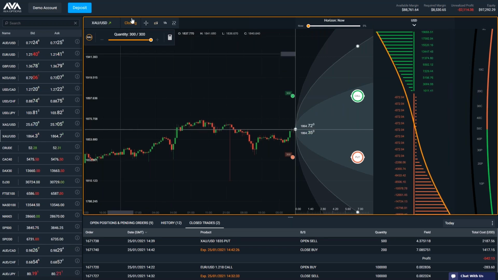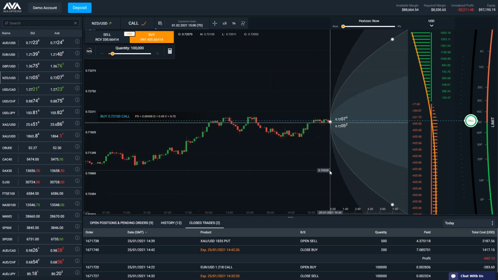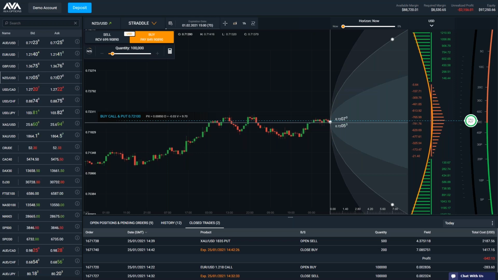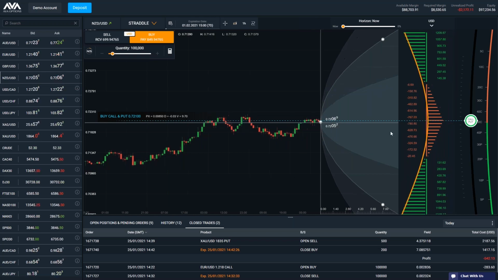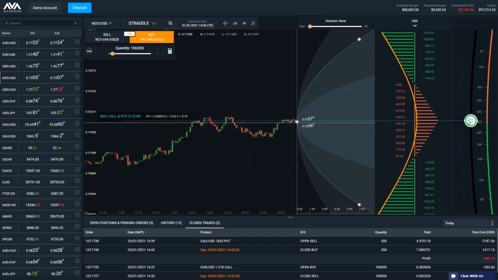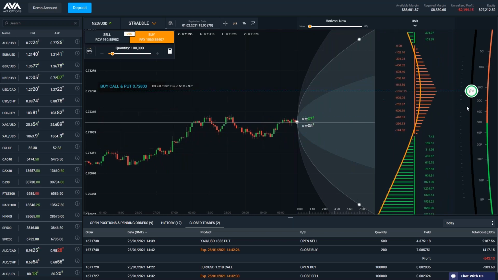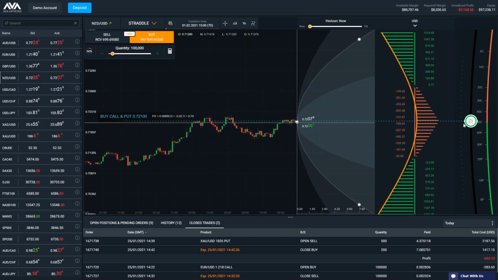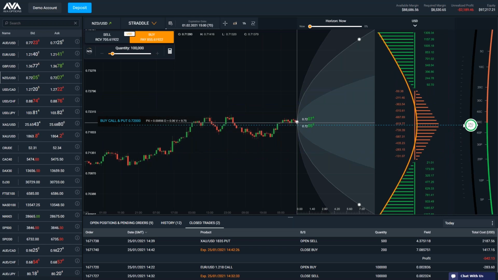What's a straddle? Okay, let's choose another asset. Let's use the Kiwi, the New Zealand dollar against the US dollar, a straddle. The straddle is buying a call and buying a put. When you buy a straddle, you have one strike. You can set it wherever you like. Generally, you set it right at the money. You're buying a straddle because you have the view the market's going to move higher or lower. You think the market's going to be volatile.